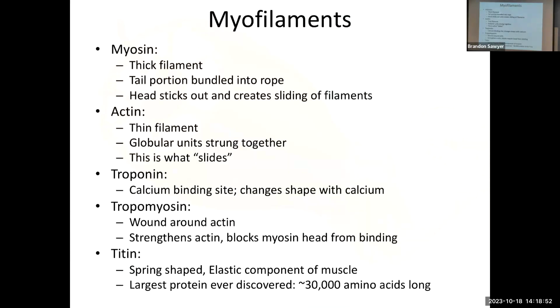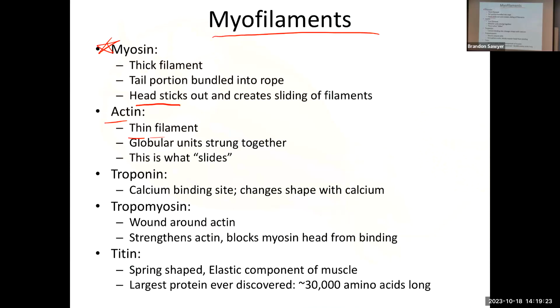Myofilaments are just another name for proteins inside a muscle. We've got 5 main ones that we'll look at. Number one is called myosin. This is also known as the thick filament. It's much thicker, and it has these heads that stick out that will grab onto the one below it, the actin, and move them. Then we have actin, which is known as the thin filament. It's a bunch of little globular proteins strung together. This is the one that actually slides.